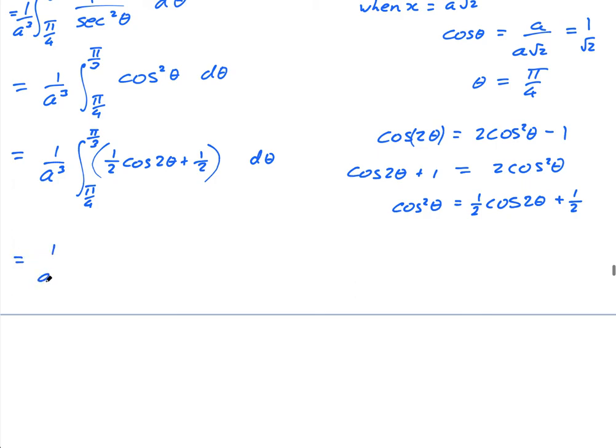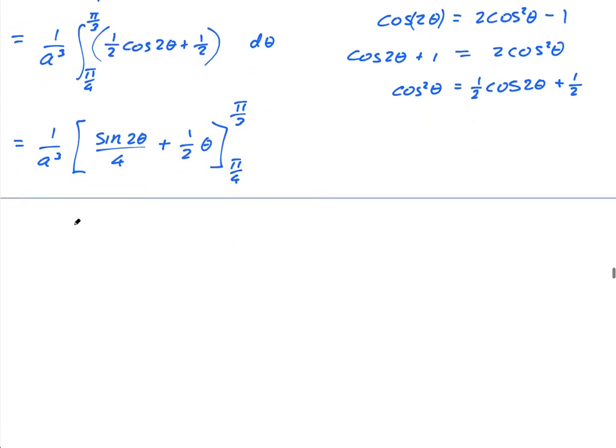This equals 1 over a cubed. Now, and only now, can I actually integrate it. So I'm going to integrate it. This becomes a half cos 2 theta. So this would be sine 2 theta, but I have to divide by 2 because of this 2, and there's a divided by 2 here as well, so I'm going to divide by 4, plus a half theta, just because that's a constant. Close my brackets, and I'm going from pi over 3 to pi over 4.